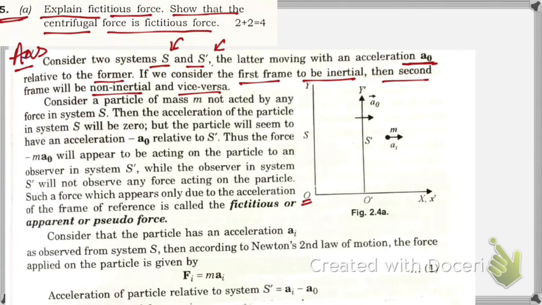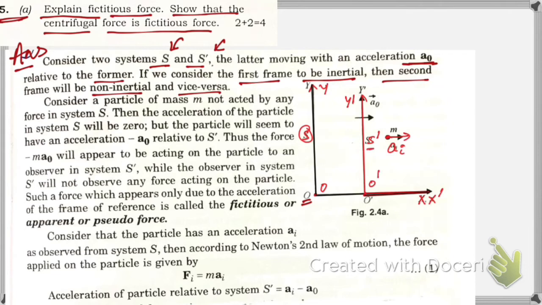So here you see, this is the diagram. Hope the diagram is clear, or if it is not clear, let me make it visible. Wait, just give me a few seconds. So hope it's clear now. X and X dash are there. The x-axes of these two frames coincide, we have considered it that way, and this is the origin of system S, and O dash is the origin of system S dash.